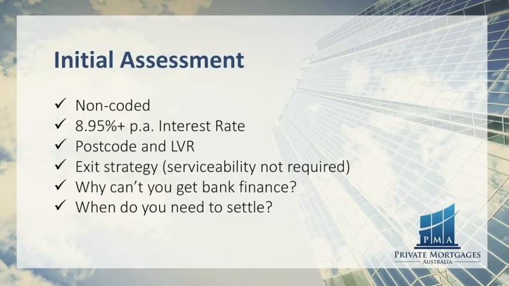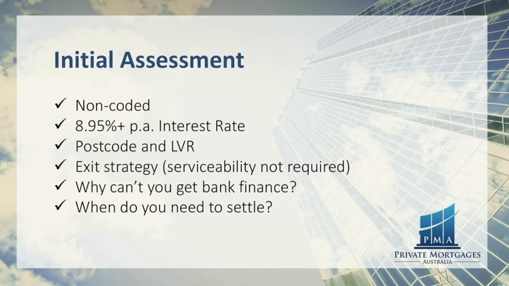So how do we look at a loan? We run this thing called the first filter. It's like an initial assessment. So first and foremost, we only provide non-coded finance. In Australia, you have two types of credit. You have consumer credit, and that's for mums and dads buying their family home, or an investment property, or a car, or getting a credit card. That's all consumer finance, okay? And you need a credit license to provide consumer finance.